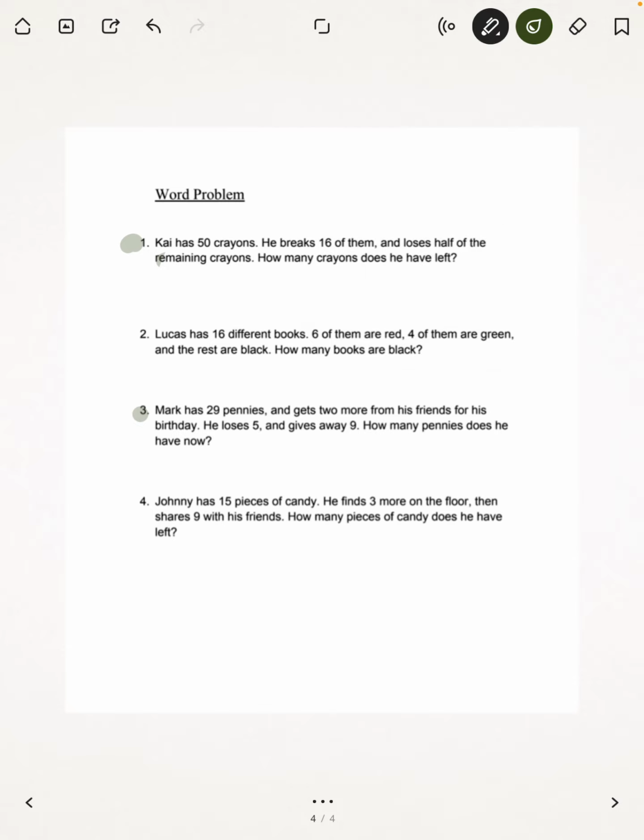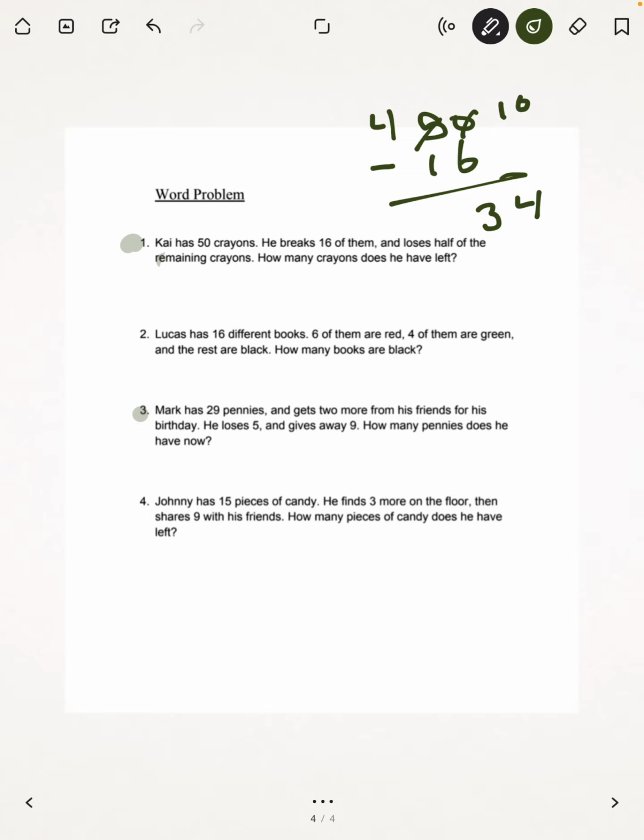Kai has 50 crayons. He breaks 16 of them and loses half of the remaining crayons. How many crayons does he have left? Okay, so it says he has 50 total right now, and then he breaks 16 of them, so you have to subtract 16. So you have to borrow from the tens place, so this one becomes a 4. This goes to 10. 10 minus 6 is 4. 4 minus 1 is 3. So 34. He has 34 left.